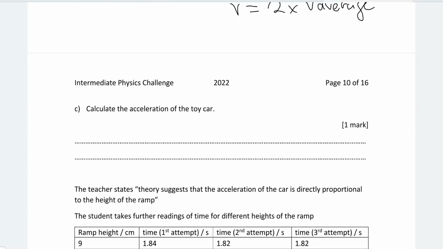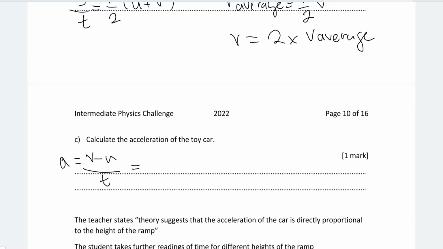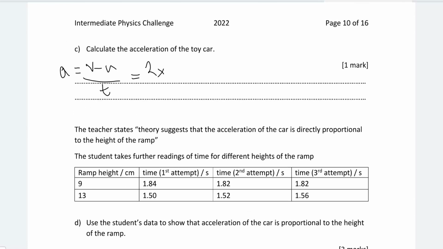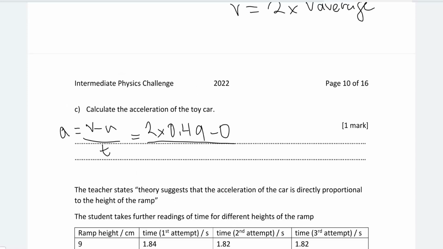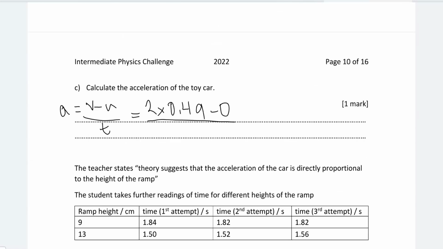Okay, next one, C, calculate the acceleration of the toy car. Well, let's use the formula for acceleration, that a is equal to our change in speed divided by the time. Now for the final speed, I'm going to use twice the average speed, so it's going to be 2 times. What was the number for the average speed? There it is, 0.49. So 2 times 0.49. Take away the initial speed, which is just 0, and then divide that by the average time, which was 2.45.